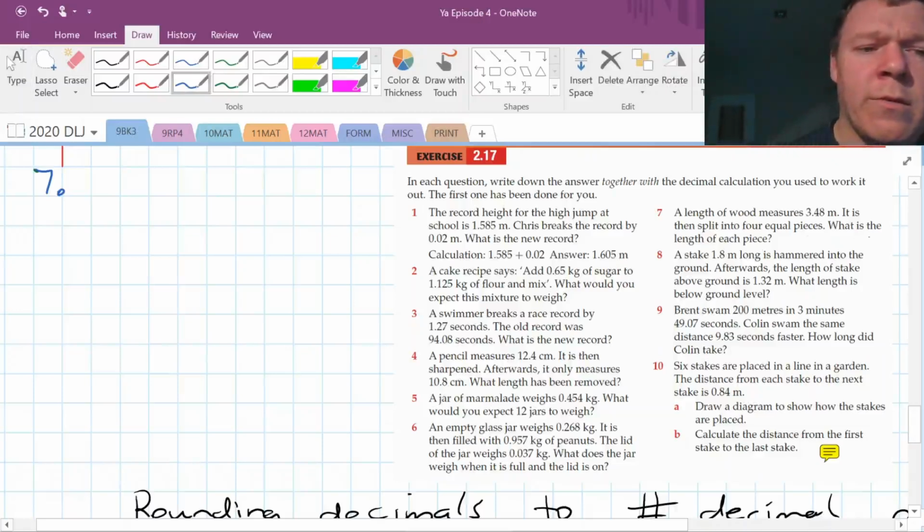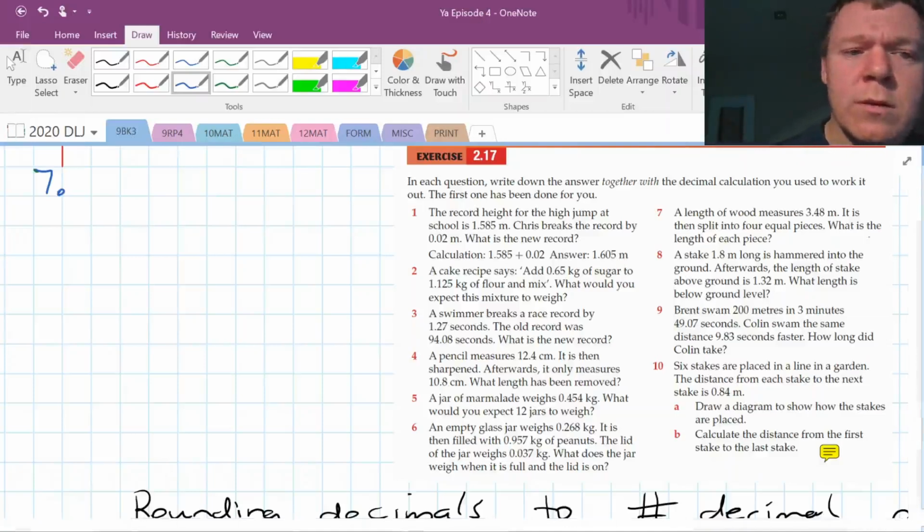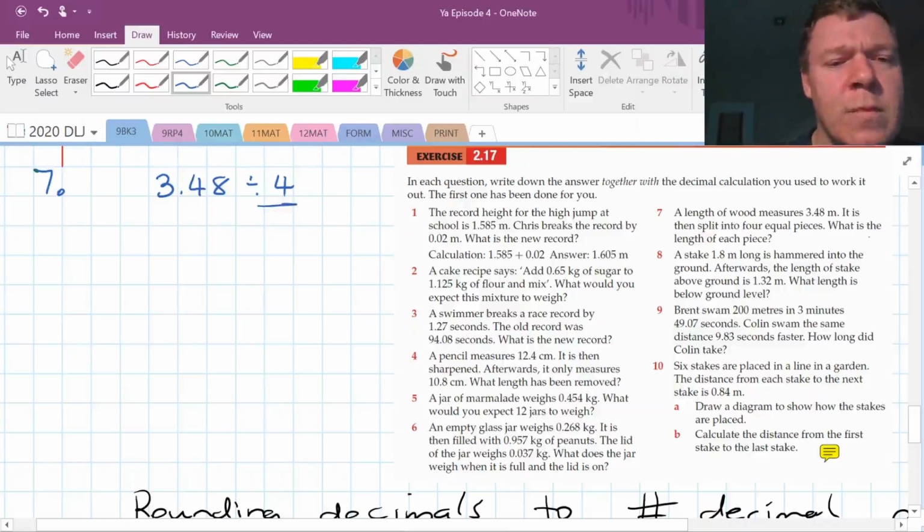Okay, so if we're splitting something up into equal pieces, we're using division. So we're going to have 348 divided by 4. We don't actually need to move the decimal points around because our divisor is a whole number. So once you get your divisor as a whole number, then you just use your short division algorithm.